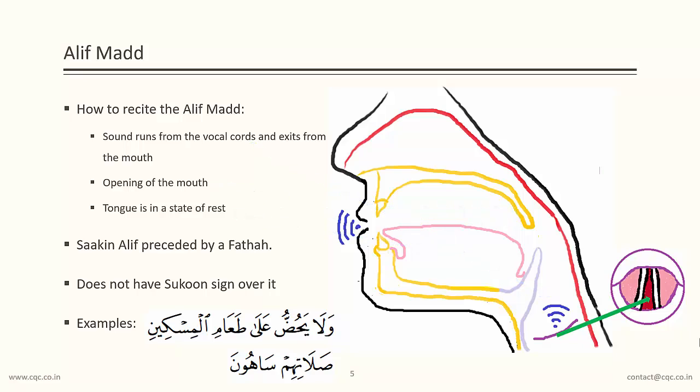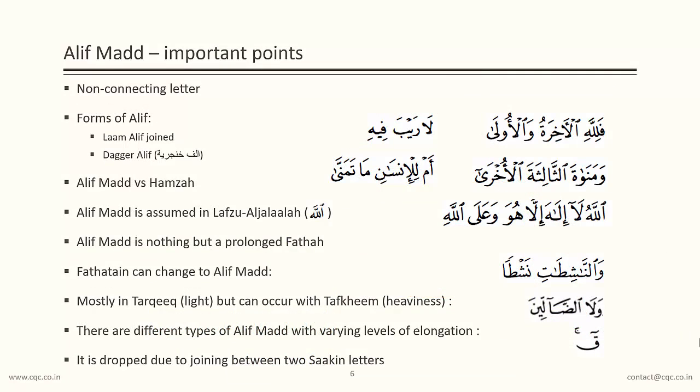Now from the point of view of the script, the Alif Madd is nothing but a sakin alif preceded by a fatha, but it's special in the sense that it does not have an actual indication of a sukoon sign over it. Some important points related to the Alif Madd. The Alif Madd comes in various forms, and we should know all these forms so that we can correctly identify it and recite it properly.